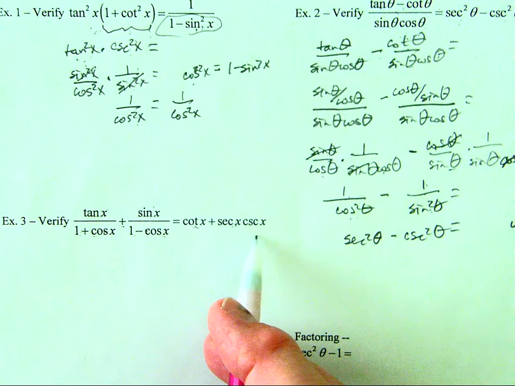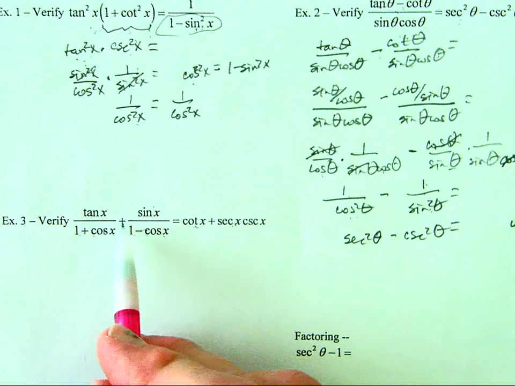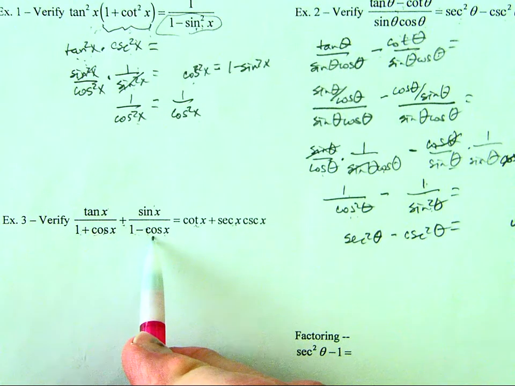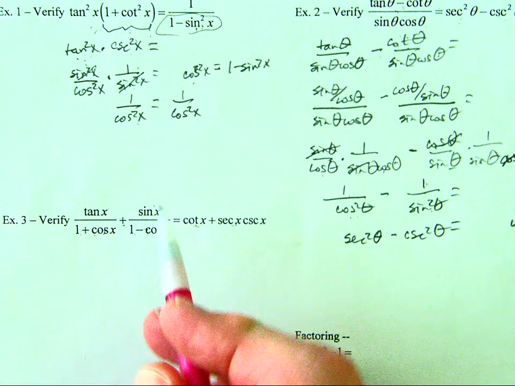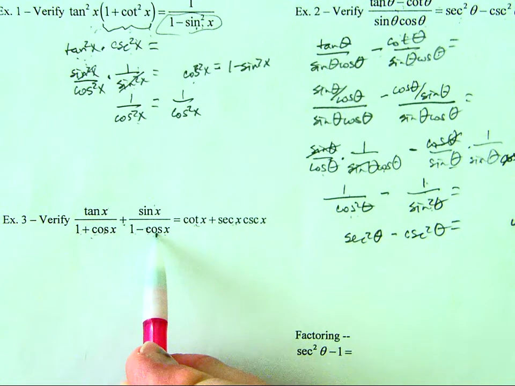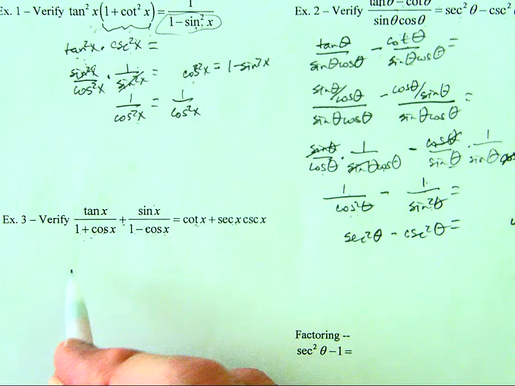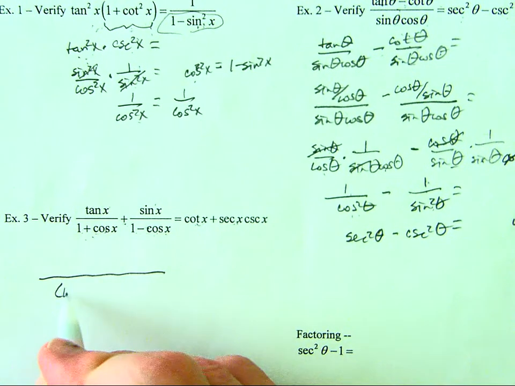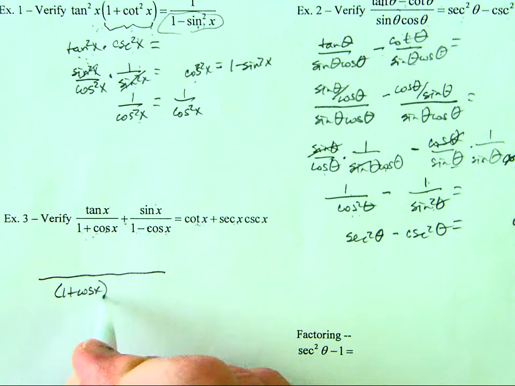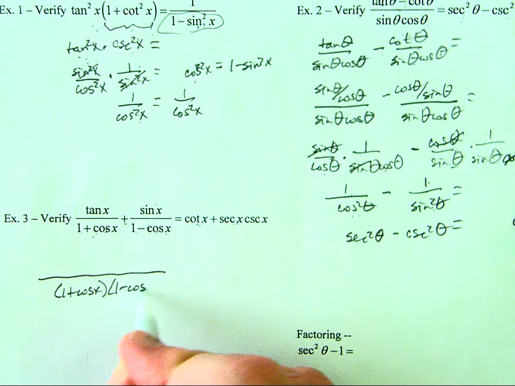Now in this one, when I see that I'm adding two fractions, I would think about getting a common denominator. Well, here I have 1 plus cosine and 1 minus cosine. So the common denominator will be the product of those two. So the common denominator will be 1 plus cosine times 1 minus cosine.